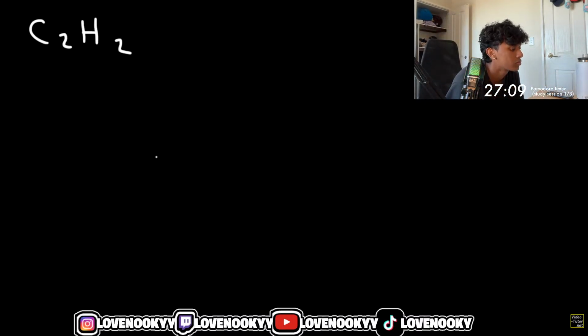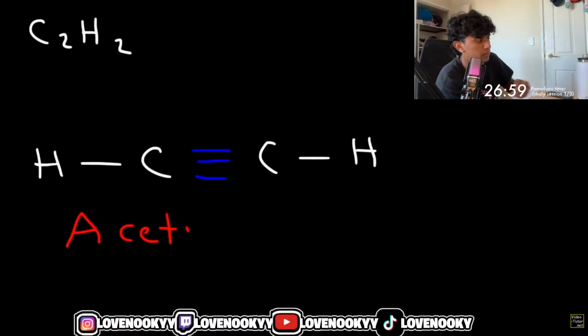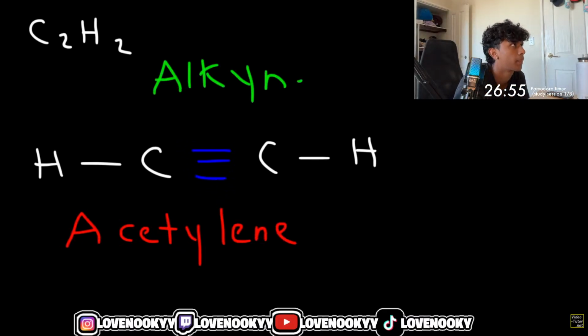Now let's move on to our next example, and that is C2H2. Go ahead and try that one. So let's start with 2 carbon atoms, and we're going to put a hydrogen on each one. Now the only way for each carbon atom to have 4 bonds is to put a triple bond in the middle. And so this molecule is known as acetylene. And the functional group is an alkyne, which corresponds to a triple bond between 2 carbon atoms.